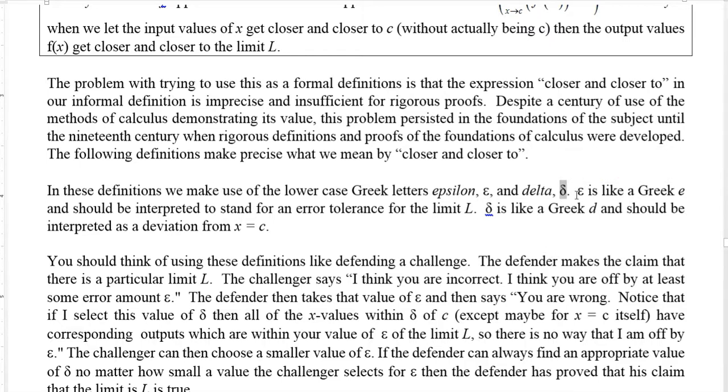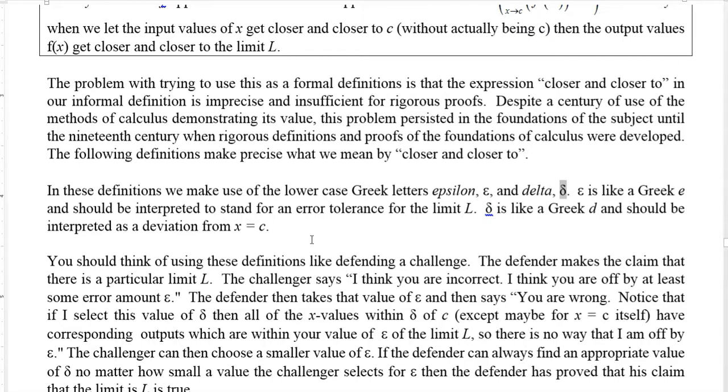Now these are lowercase epsilon and delta, and these are Greek letters. Of course the alphabet we use is the Roman alphabet, and the epsilon is like a Greek version of our Roman letter E, and should be interpreted to stand for the error tolerance. So it's some tolerance that you're willing to accept for an error, and we'll make this a little bit more precise in a few minutes. So think of E or epsilon for error. And D, or delta, is like a Greek version of the letter D, and should be interpreted as a deviation from the c.